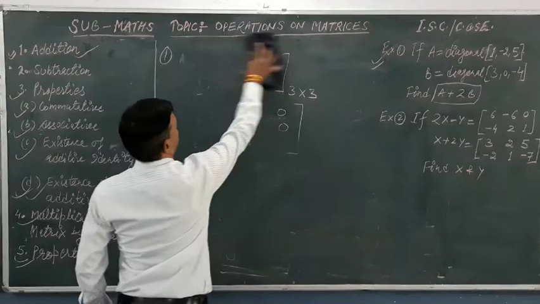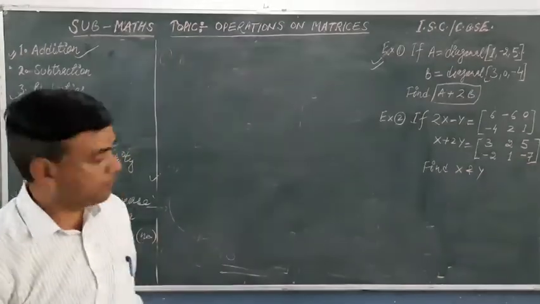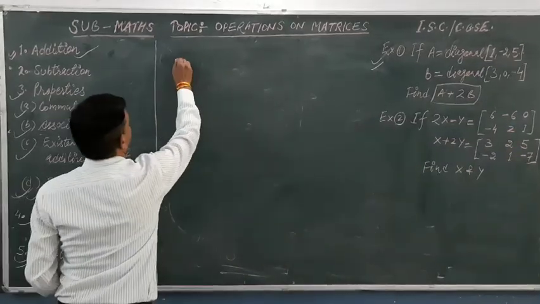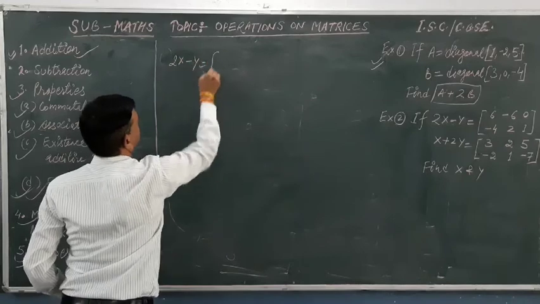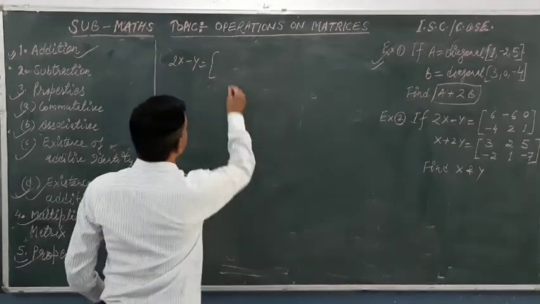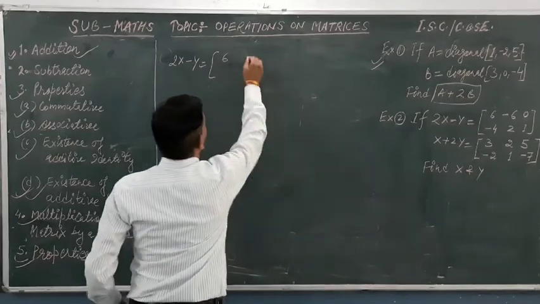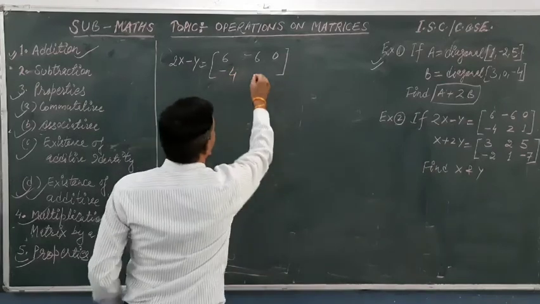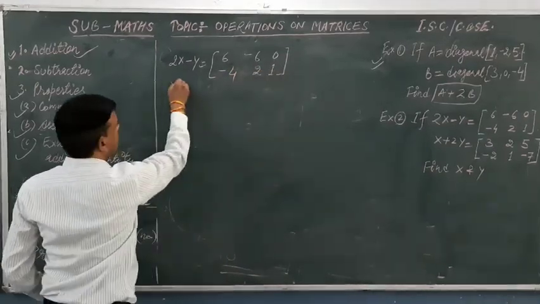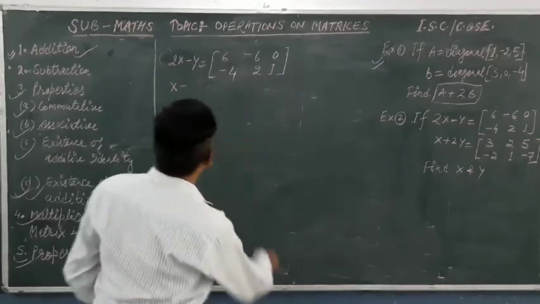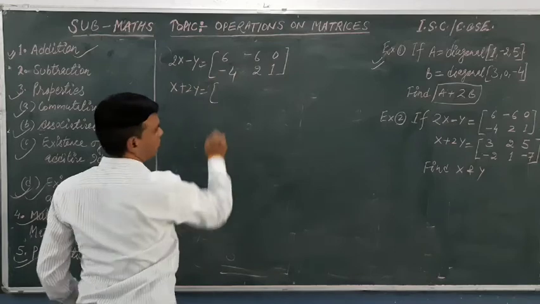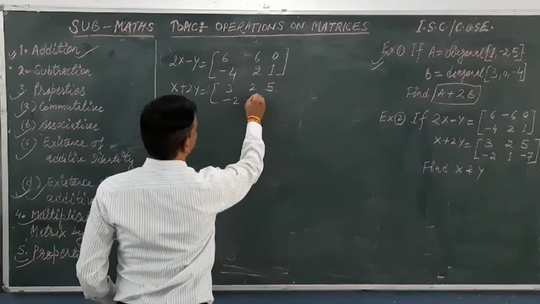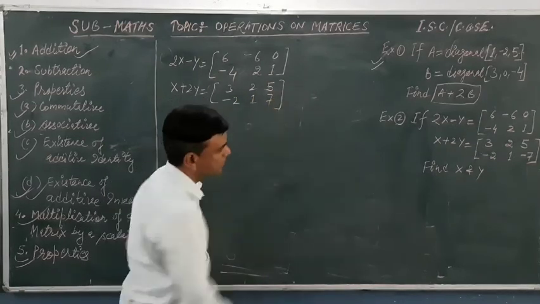Then the second question is a little bit interesting. What is it? It is given that 2X minus Y is equal to the matrix [3 5 6; -6 0 -4; 2 1 ...], and the second one is given as X plus 2Y is equal to the matrix [3 5 ...; -2 1 7 ...; -7 ...].